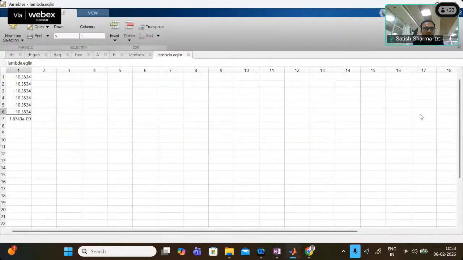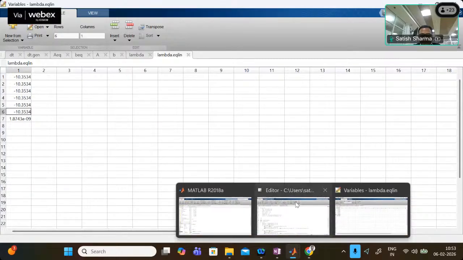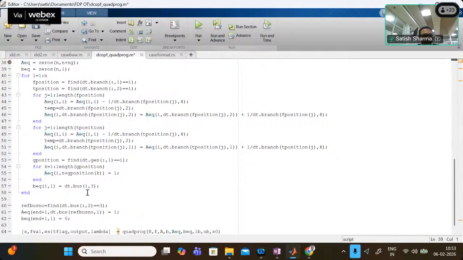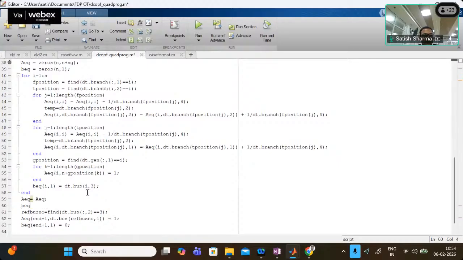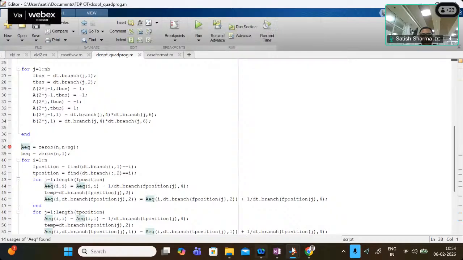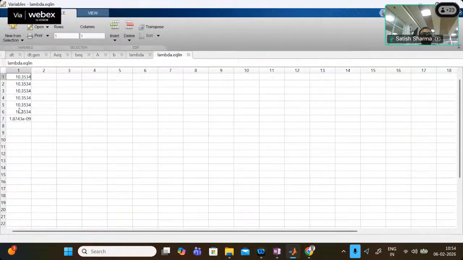So what I will do, once I have done it in this particular code, AEQ and BEQ should be placed with a negative sign before the reference bus. Reference bus cannot be like with a negative sign. So I will put AEQ equals to minus of AEQ, and BEQ equals to minus of BEQ. I don't know whether this is how I can put or not, but let's see. If some error will be there, we will see. And then if I look at the lambda, they are coming positive.